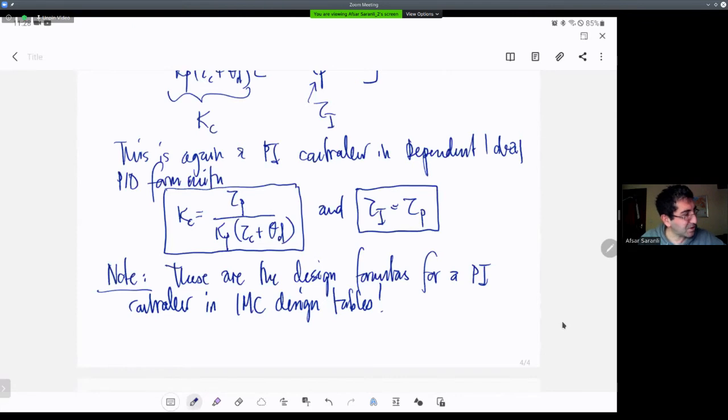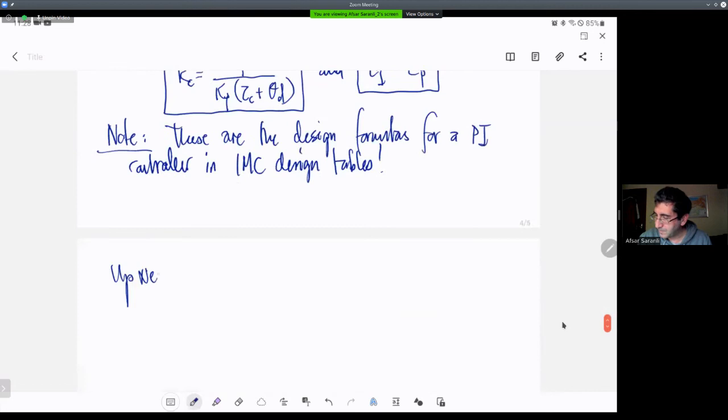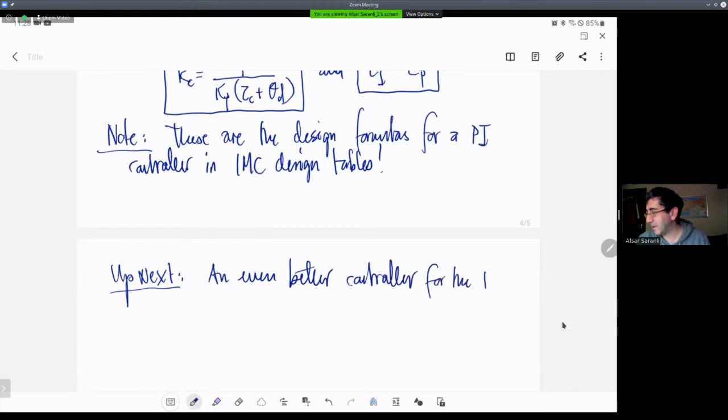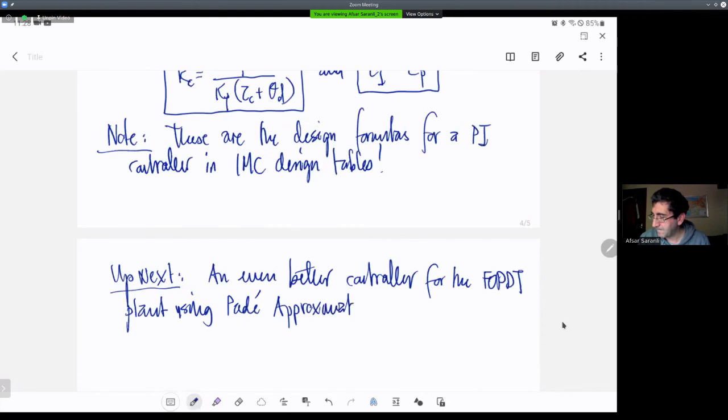Let me see how much time I have. Not much. So up next, an even better controller for the FOPDT plant using this time the Pade approximation and a better controller architecture.